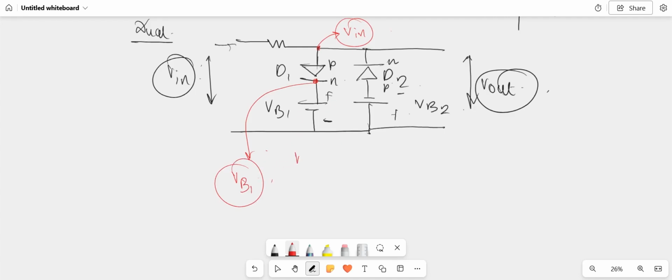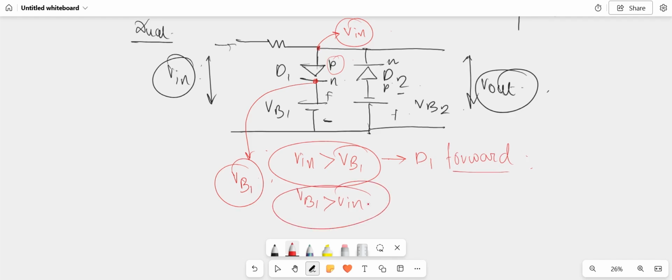And now, if V in is greater than VB1, then diode 1 will be forward biased because the P side will be connected to the more positive end than the N side. So during this time, this diode will be forward biased. But if the opposite case arises, if VB1 is greater than V in, then this diode will be reverse biased because the N terminal will be connected to the more positive end than the P terminal. So during this time, this diode will be reverse biased.